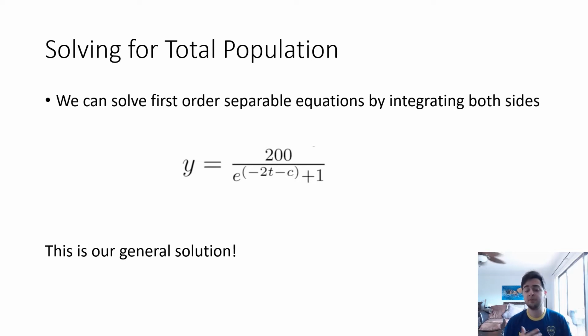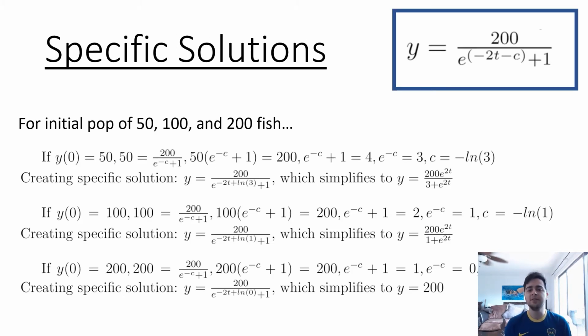And that is basically what we need to do when we start looking at a specific solution. We need to find the equation for each of these specific starting populations. And to do so, we need to solve for C at every initial population. On the top right hand, we have the general solution again in the box. Here we have 3 different cases for initial populations, just to demonstrate how this would work. So I'm going to go over the first one, but the other 2 follow very similar steps.